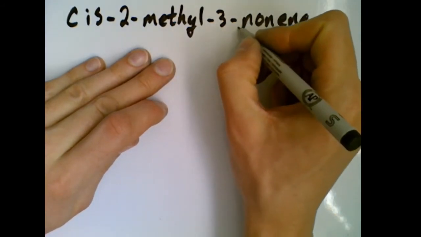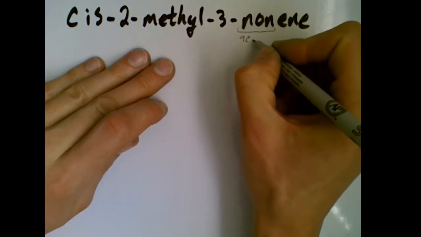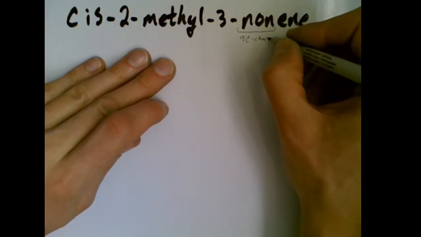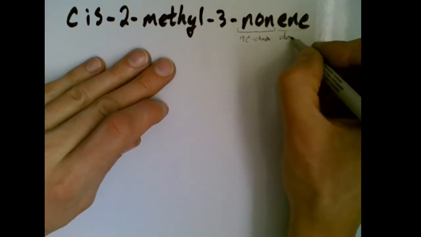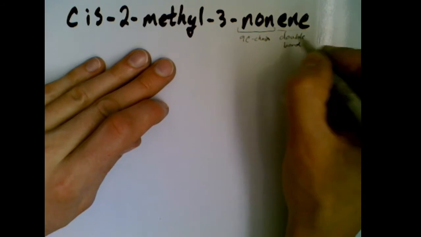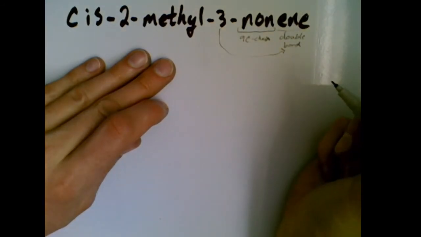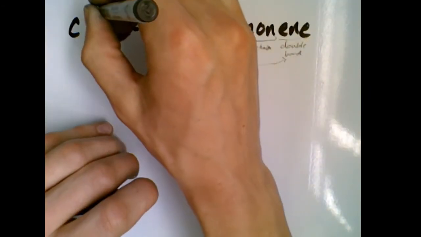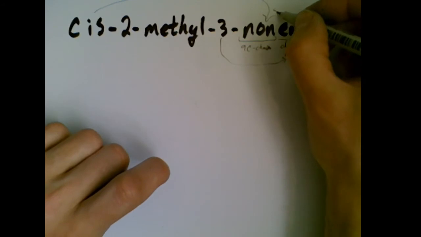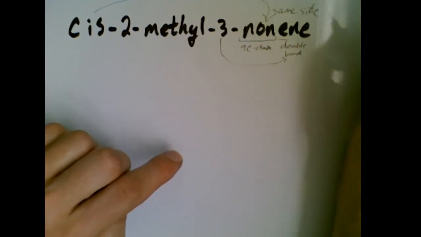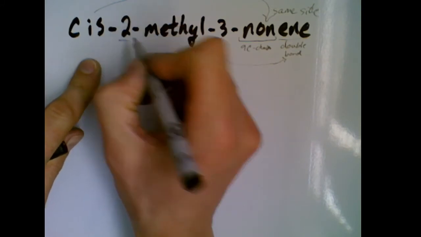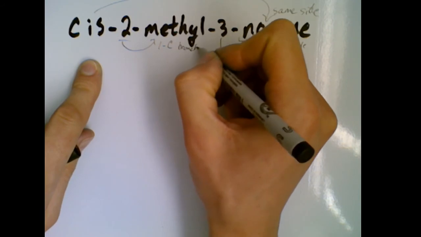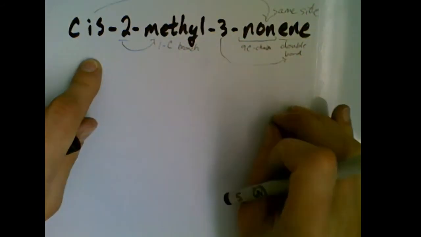So the first thing is I know non means a 9-carbon chain. That is going to be the longest chain in this molecule. And this chain has a double bond, and that double bond is in the 3 position. We also know, based on this name, that the chain continues on the same side of the double bond. And in the 2 position, there is a 1 carbon branch. So we've broken down basically what this name tells us.